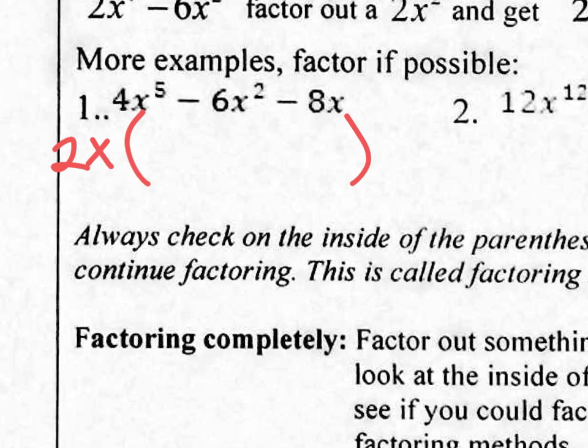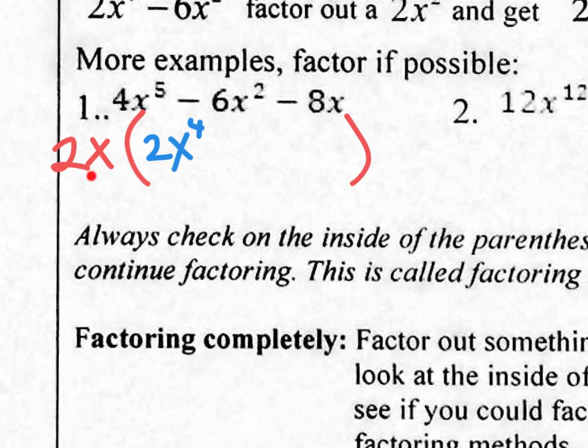Well, it's kind of like this. 2x times what will get us back to this first term? Well, in order to get that 4, it's going to be 2, because 2 times 2 gives you 4. And now we need to think, what about the x's? This x times how many x's will get us back to the x to the 5th? Well, that would be x to the 4th, because x times x to the 4th will get you back to the x to the 5th.